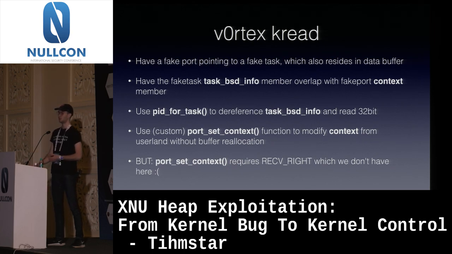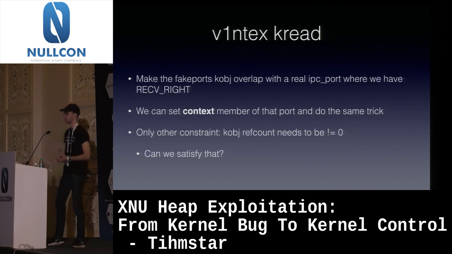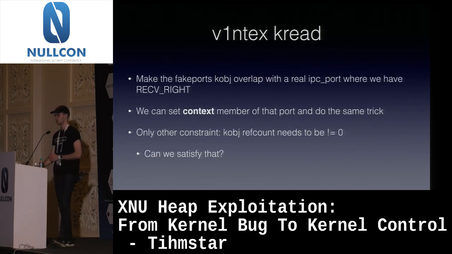And unlike the exploit before, where we can do some trickery to actually get a receive right, we can't do that due to the nature of how vouchers work. We don't get a receive right, so we have to live with the send right. We need to figure out something else. What we can do is make the fake port's kobject overlap with the real IPC port, where we do have the receive right.